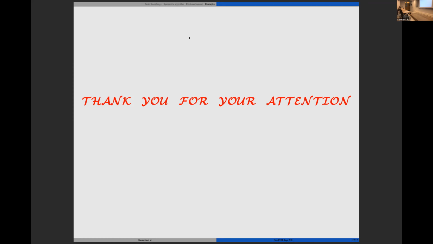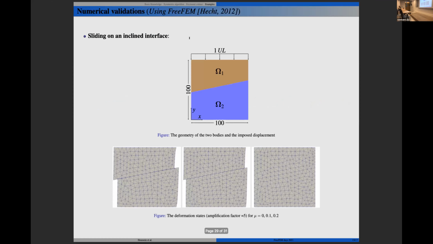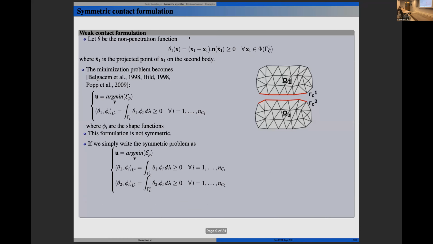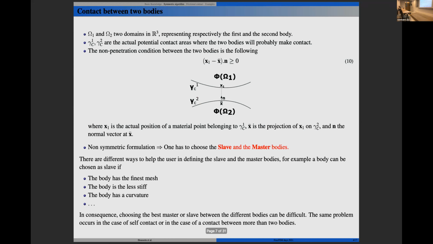You speak about symmetrization of the contact condition. Yes, symmetry. For example, it means that if I take the first body as the slave and the second one as the master, it's the same thing as if I take the second one as the slave and the first one as the master.